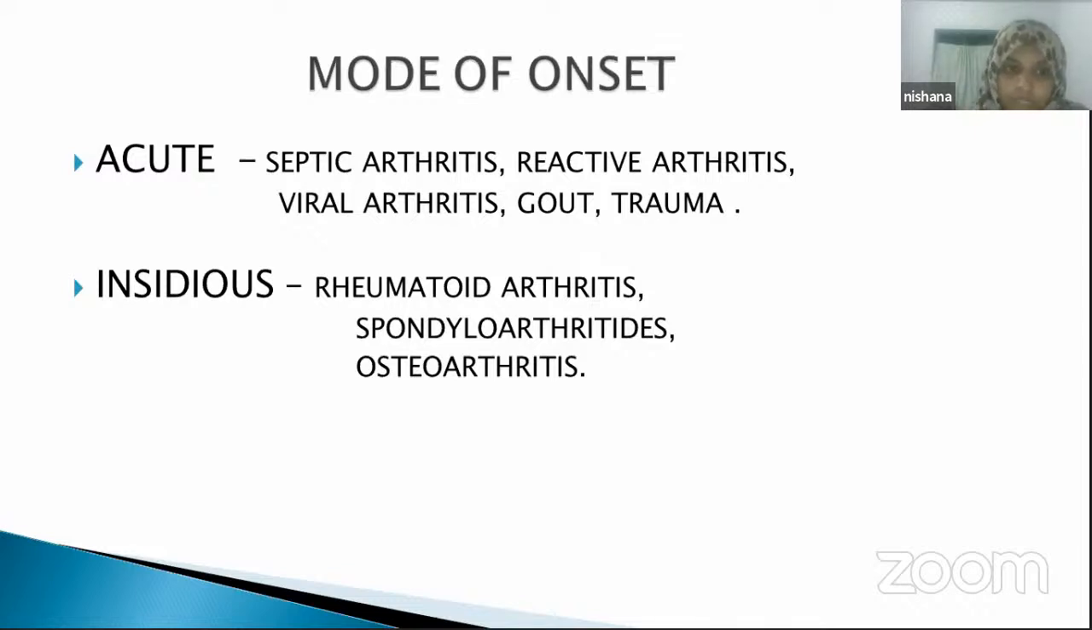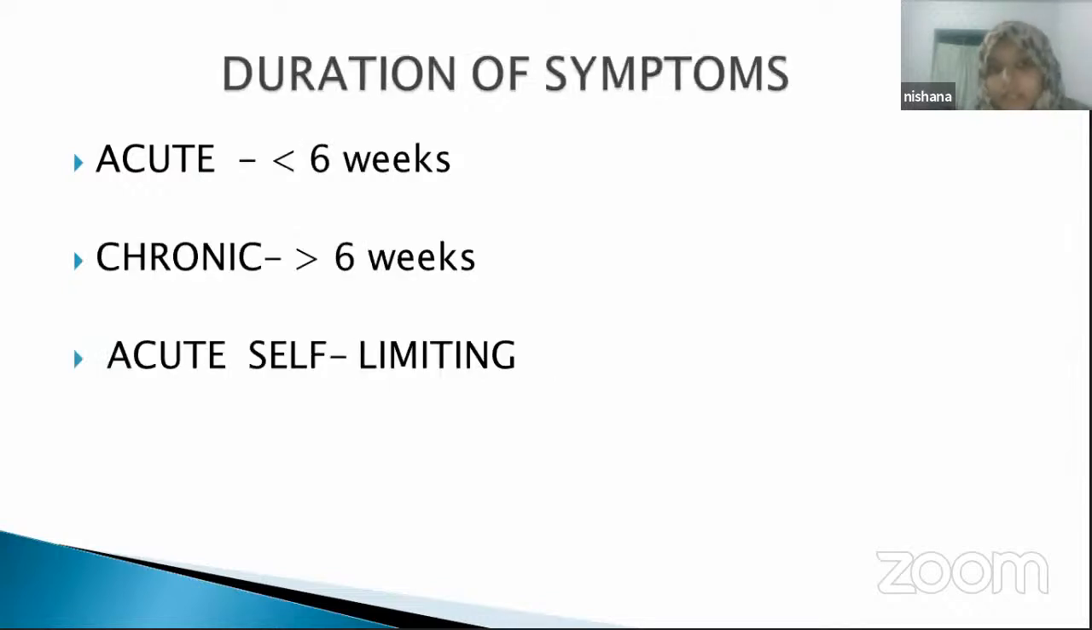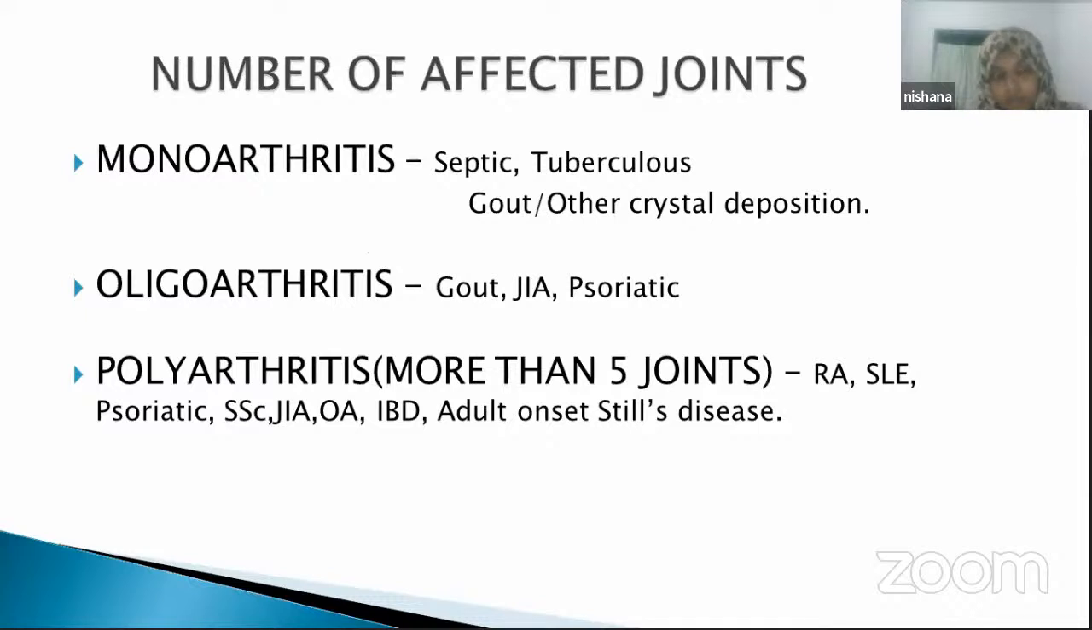Then in insidious arthritis, most systemic inflammatory arthritis, the patient cannot remember exactly when the pain started. These are seen in rheumatoid arthritis, spondyloarthritis, and osteoarthritis. Coming to the duration of symptoms, acute is always less than 6 weeks, chronic more than 6 weeks. In acute viral infections, we all know viral infections can produce muscle pain. These are very self-limiting. Then let us look into the number of affected joints.